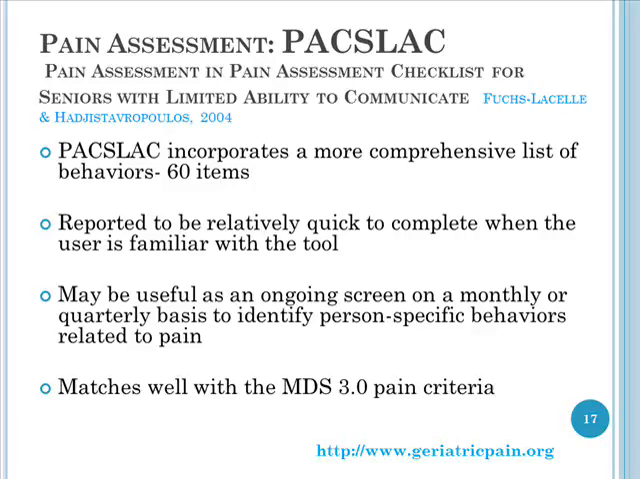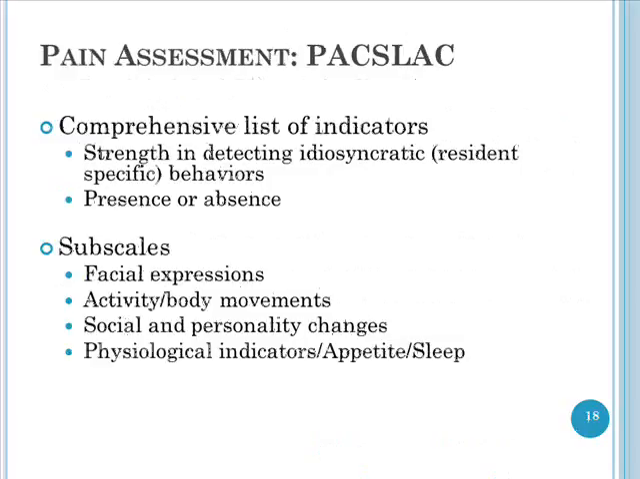which can be helpful in completing those evaluations. The PAC-SLAC has a number of indicators, as I mentioned. They help to identify more atypical, individualized behaviors that might be pain-related. Rather than scoring on level of severity, this tool is just, are these behaviors present or absent, which does make it easier to use. There are 4 subscales: one focused on facial expressions, one on activity and body movement, one on social and personality changes, and one on physiological indicators, appetite, and sleep.